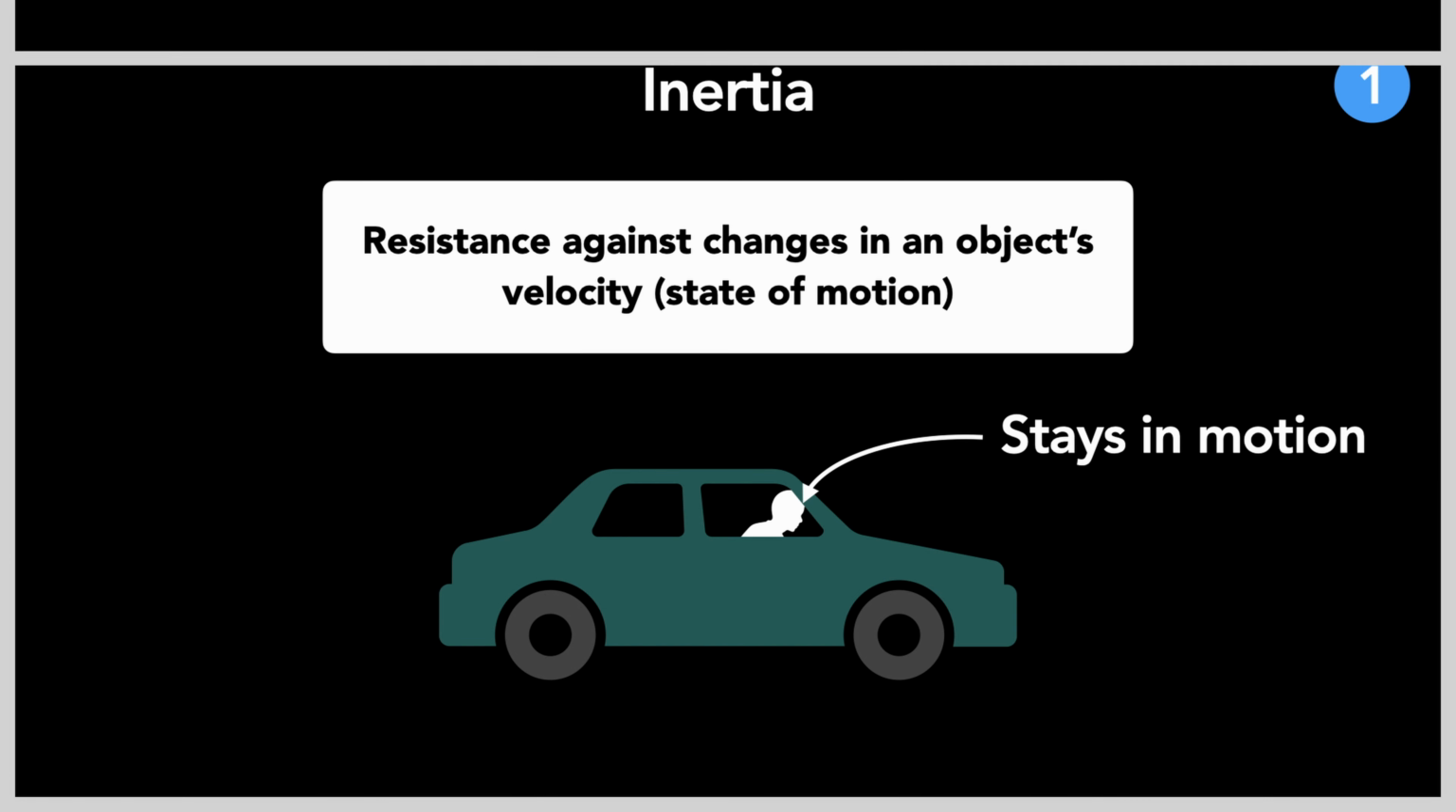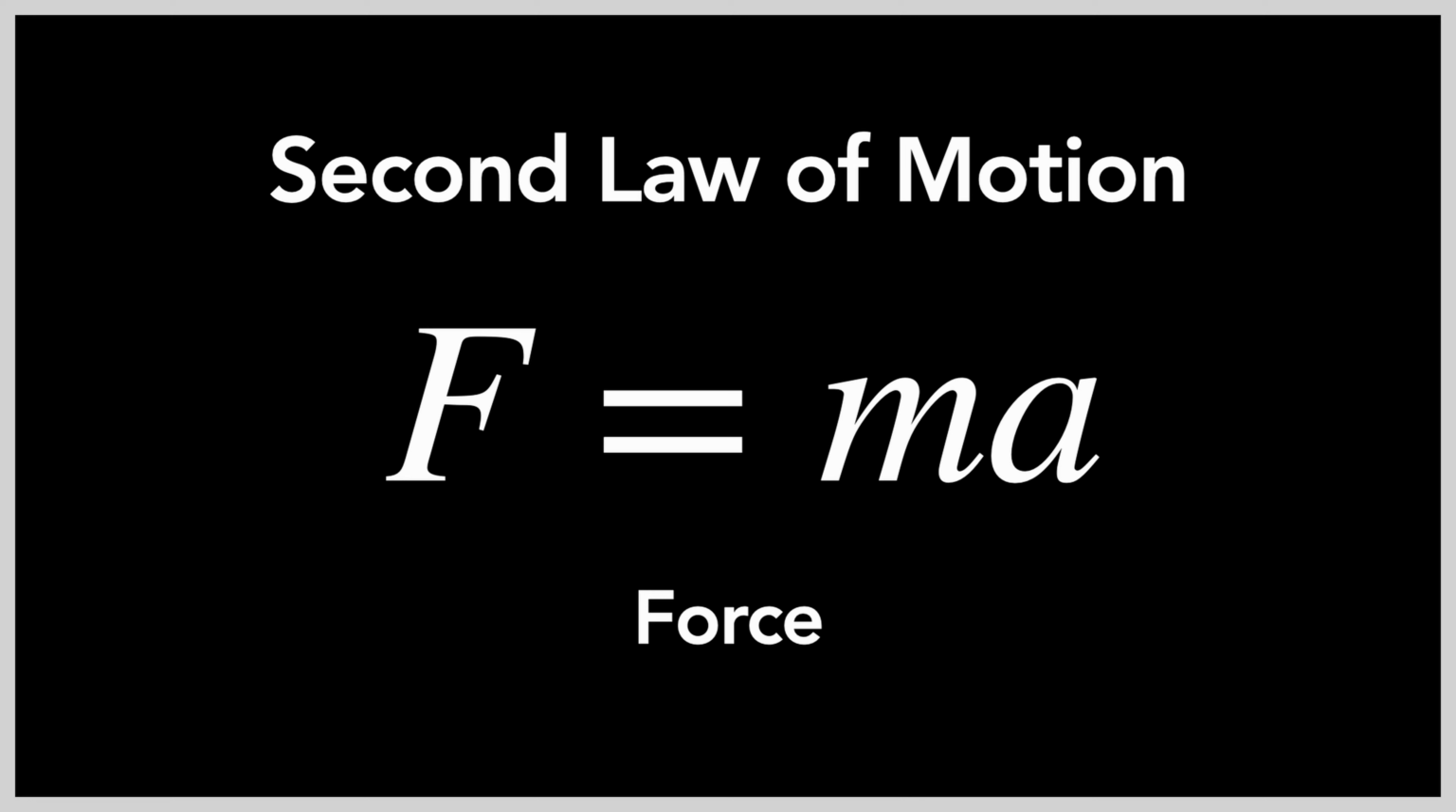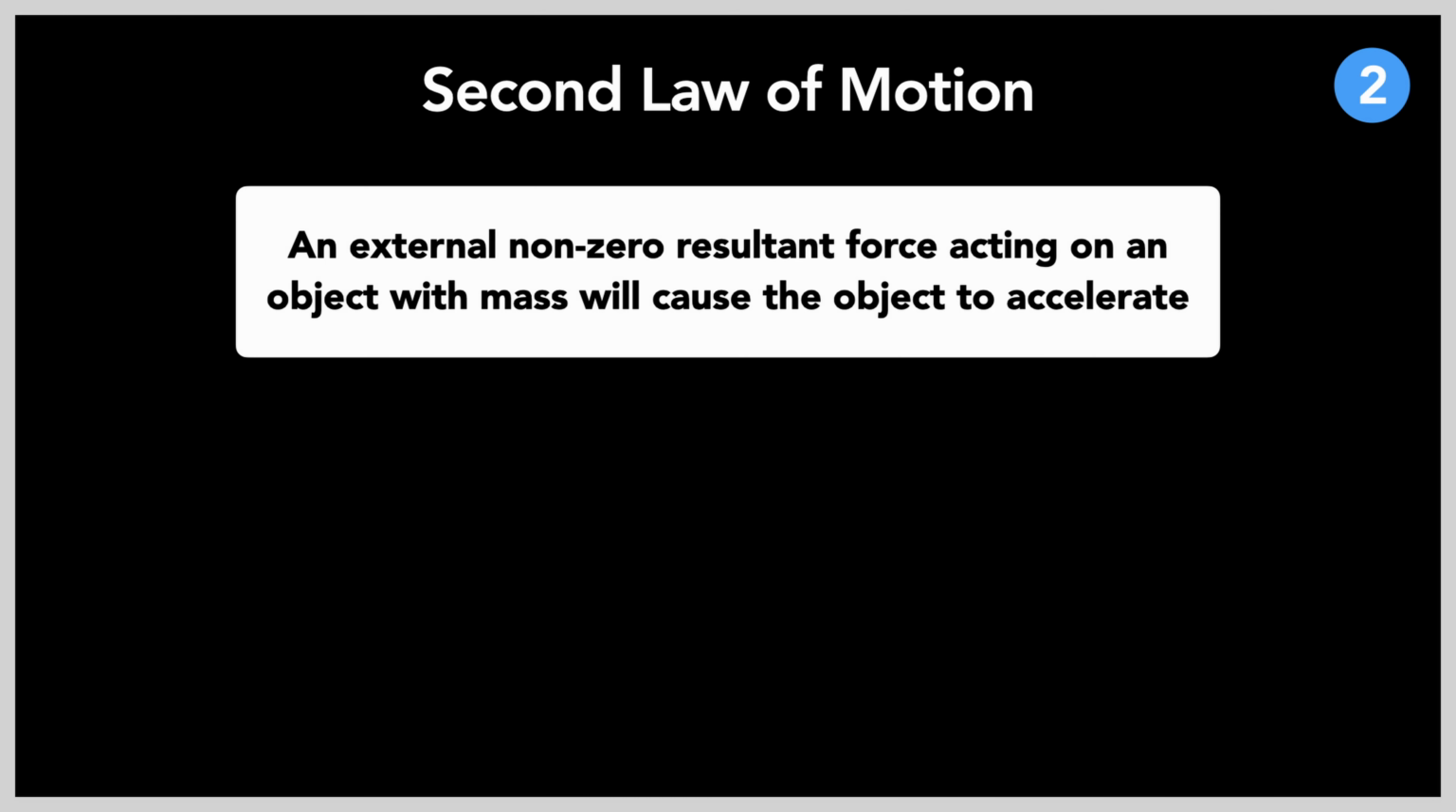Now let's move on to Newton's second law of motion. Let's picture another example. When you floor the accelerator of our car of science, you start to accelerate. Why does this happen? What does the amount of force your car exerts have to do with its change in speed? Newton's second law of motion states that when an external non-zero resultant force acts on an object, it will accelerate in the direction of that force.